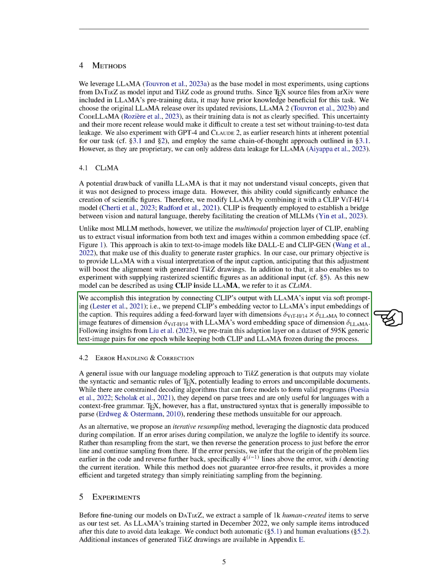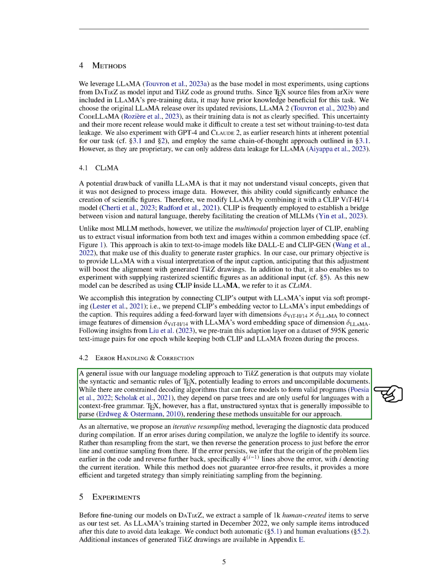We integrated the two models by connecting the output of one with the input of the other using soft prompting. This required adding a feed-forward layer to connect image features with the base model's word embedding space. We pre-trained this adaptation layer on a dataset of 595K generic text-image pairs for one epoch while keeping both models frozen during the process.